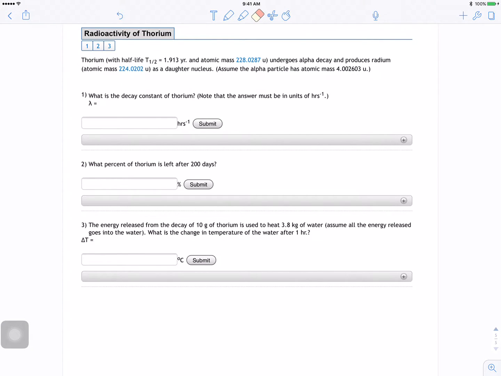Today's problem is the radioactivity of thorium. We have thorium that has a half-life of 1.913 years and atomic mass 228.0287, and it undergoes alpha decay, producing radium, atomic mass 224.0202, as the daughter nucleus. Assume that the alpha particle has atomic mass of 4.002.